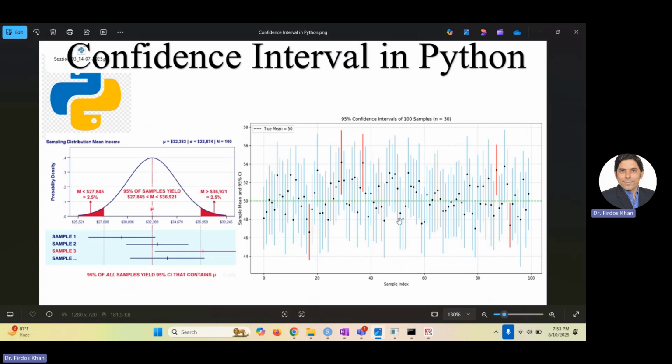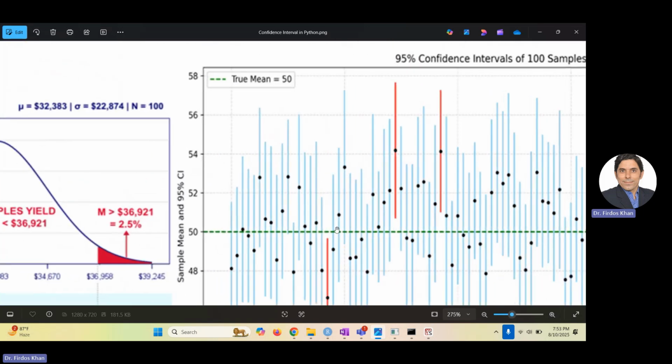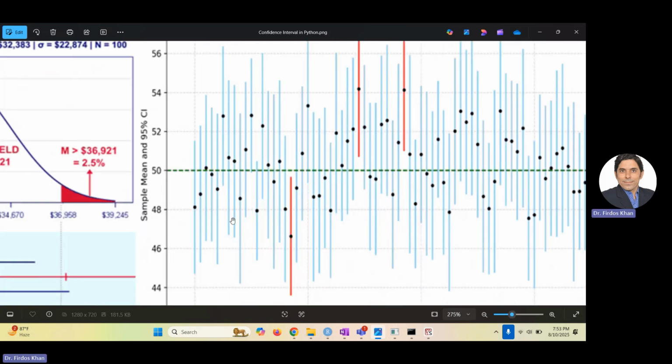You can see this is the plot. I would like to maximize this further. Now I'll explain one of them. Let's suppose the first sample: the blue line starts from here and here, and the dotted line is the sample mean of this sample. By the way, the green line is the population mean, and you can see that the sample mean is far away from the population mean. It is near 48, and the population mean is 50.